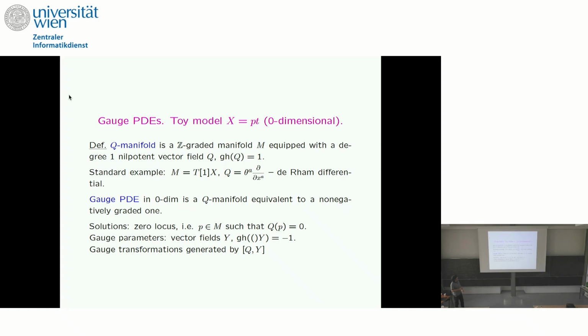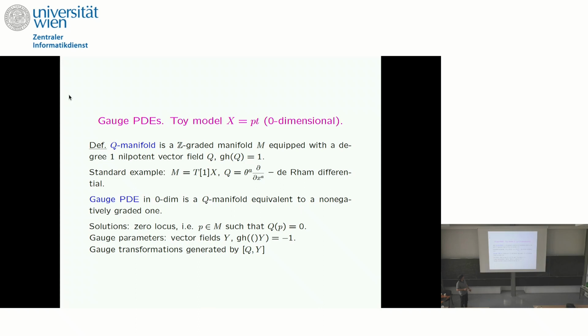But this is just a geometrical object, but we are interested in what is the physical interpretation of this object. So we need to say what are solutions, what are the physical objects here, and what are gauge symmetries. And solutions, by definition, are the zero locus, so such a point where Q vanishes. And then we can introduce gauge parameters. By definition, gauge parameters are vector fields on this manifold M, which are of degree minus 1.